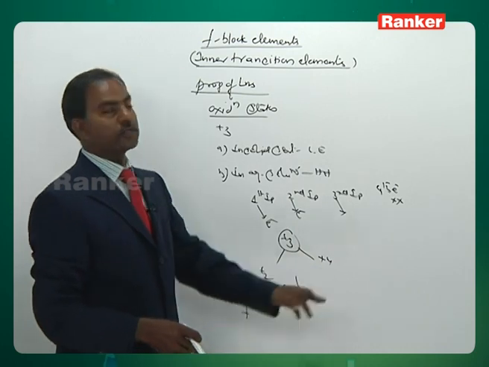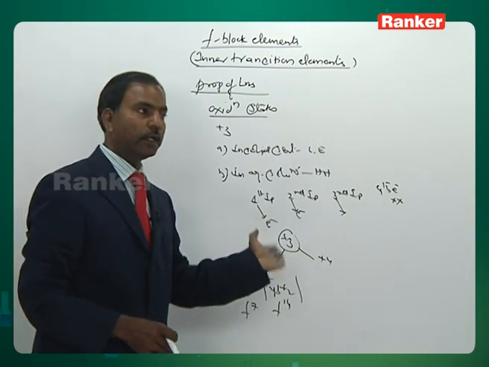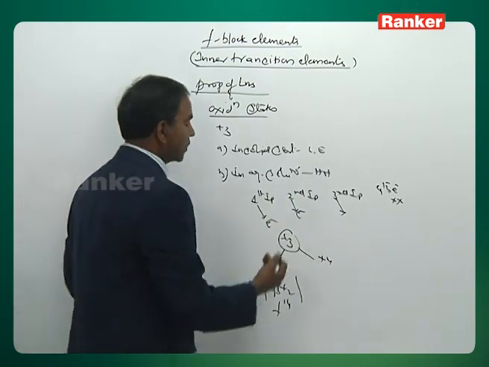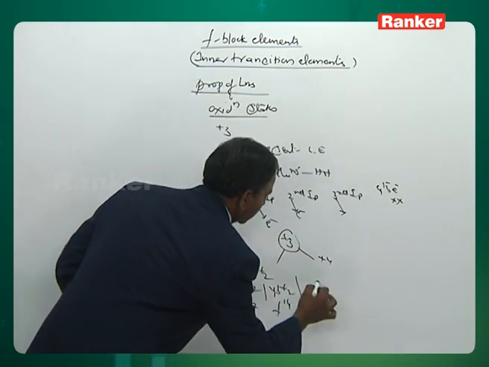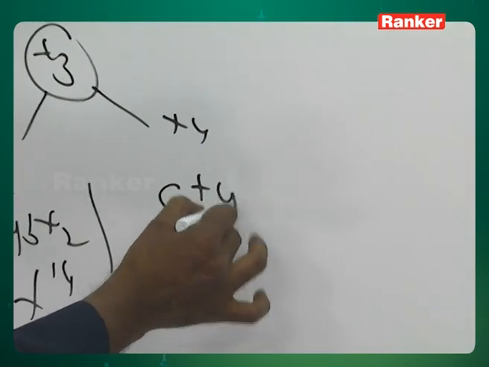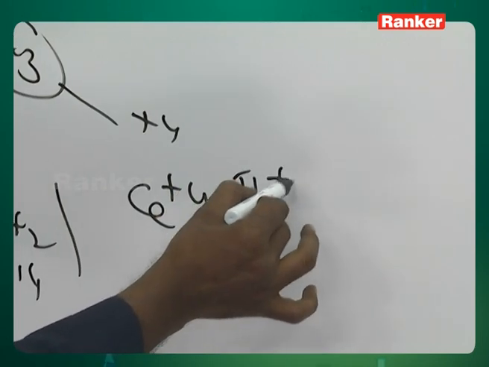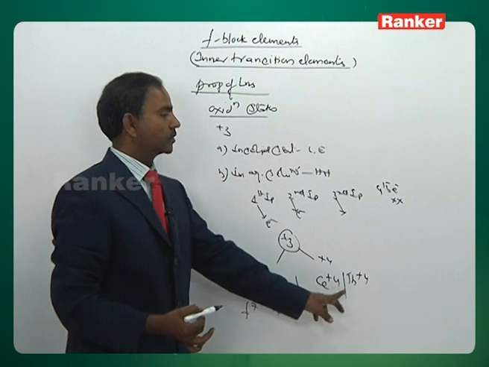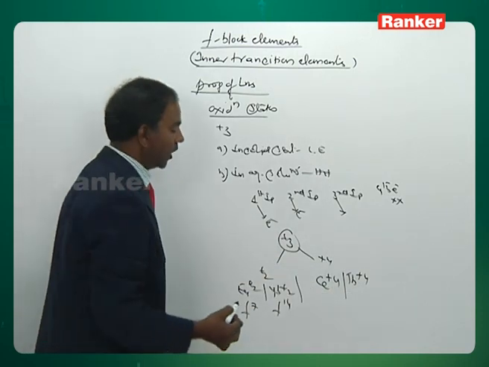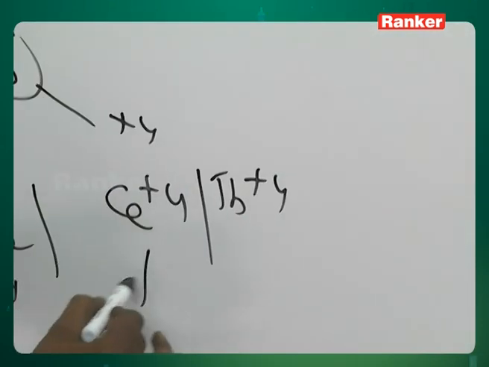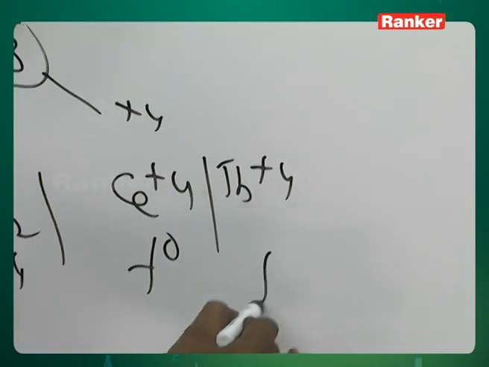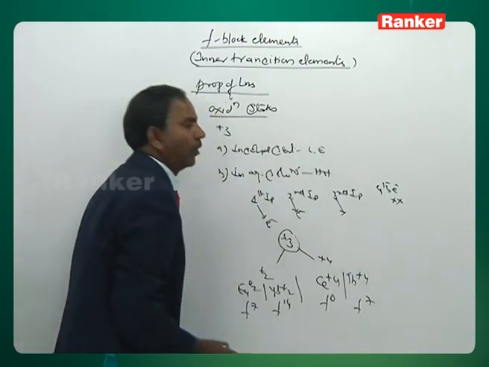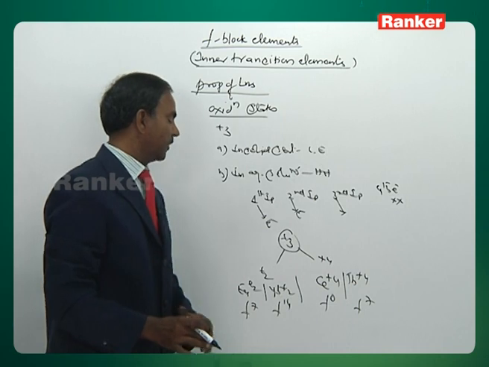Some of the elements also exhibit the +4 oxidation state in addition to +3. Which elements? Let us consider cerium +4 and terbium +4. These two elements exhibit +4 oxidation state in addition to +3. Why? In their +4 oxidation state they gain a stable F0 or stable F7 configuration.